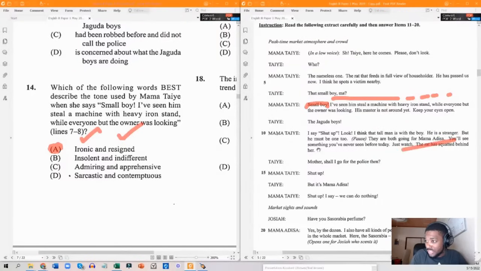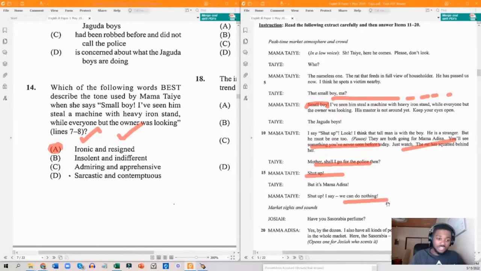You'll see something here you've never seen before. Basically, you're going to see a miracle happen. You're going to see the devil at work. There's nothing we can do about it. Shall we go for the police then? Shut up. The police cannot help us. This boy is too strong. If the police come, he will steal the police car.